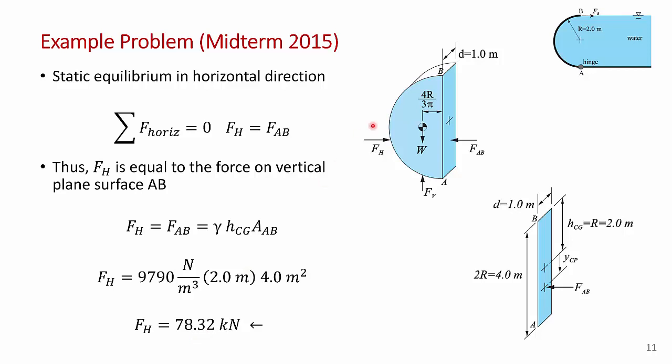Now again, students often get the arrows wrong. We already showed in the first part of this problem where we drew the pressure distribution that we expect the force to be to the left. So make sure you get that straight. Okay, so now we have FH. The last thing to do is just to determine where FH acts, the line of action.